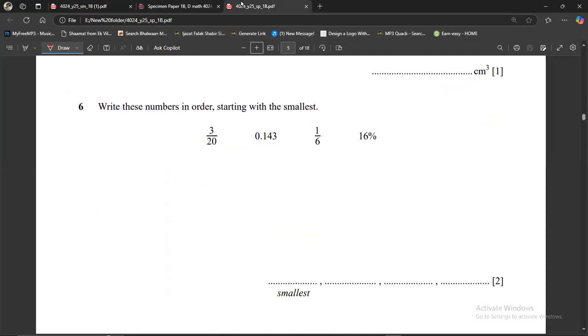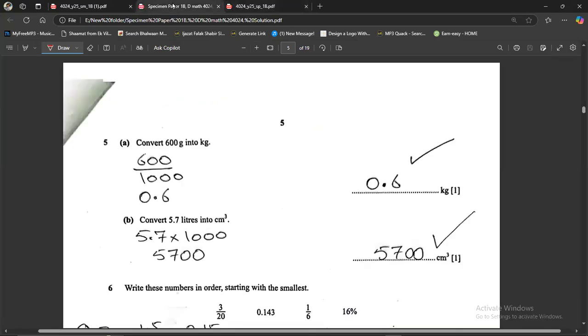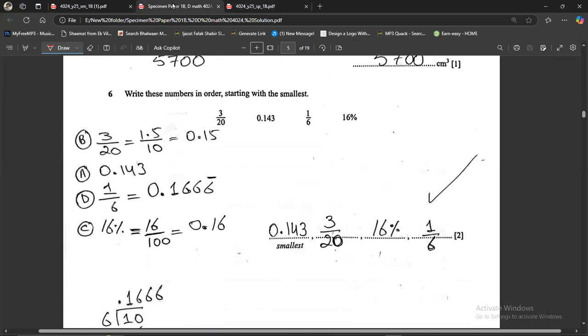So we are going to the next question. The next question is question number 6. He says, write these numbers in order, starting with the smallest. So we have 3 by 20, 0.143, 1 by 6, and 16%. So I will convert them into fractions and decimal fractions, and then I will be able to decide. So 3 by 20: cancel upstairs, downstairs with the 2, you get 1.5 divided by 10, and that is 0.15. 0.143 is already in decimal form.